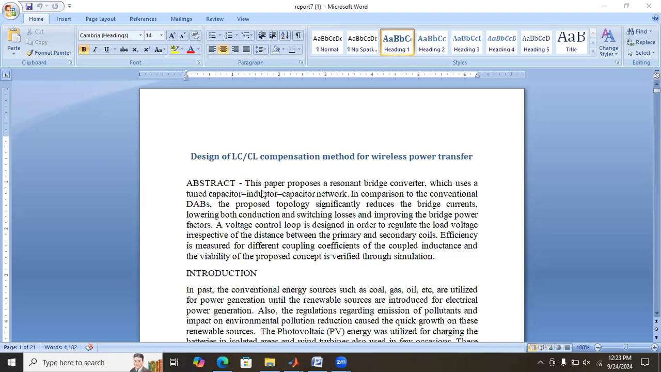Okay, here we are designing one resonance based full bridge converter for wireless power transmission. Here we are using a capacitor inductor capacitor network, that is a CLLC converter, and it is used for wireless power transfer.